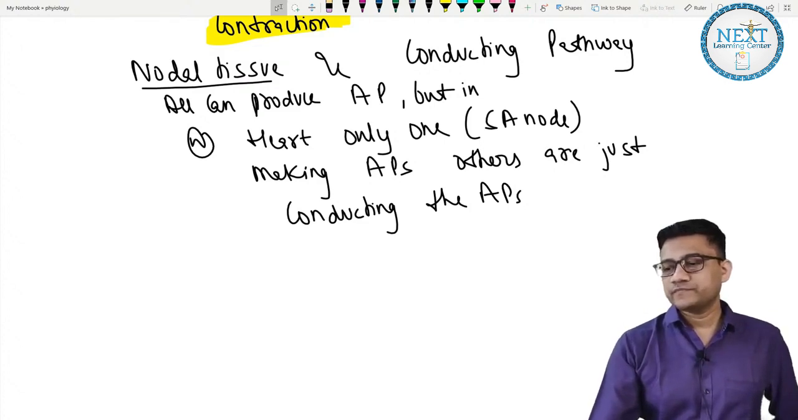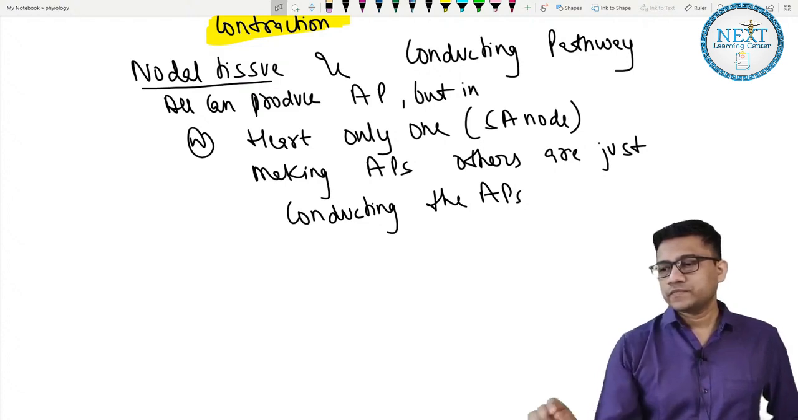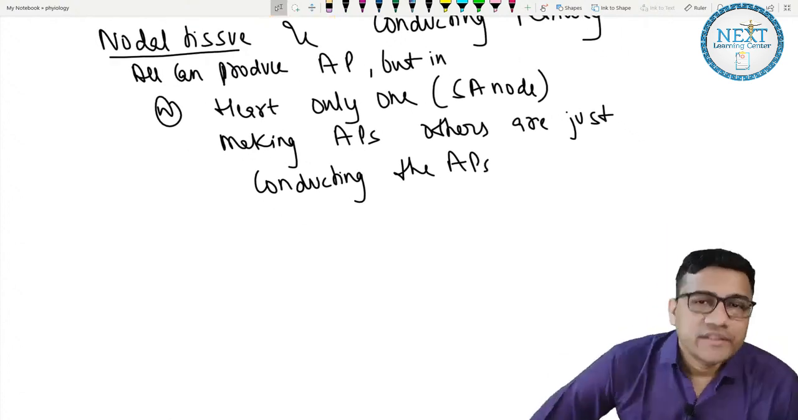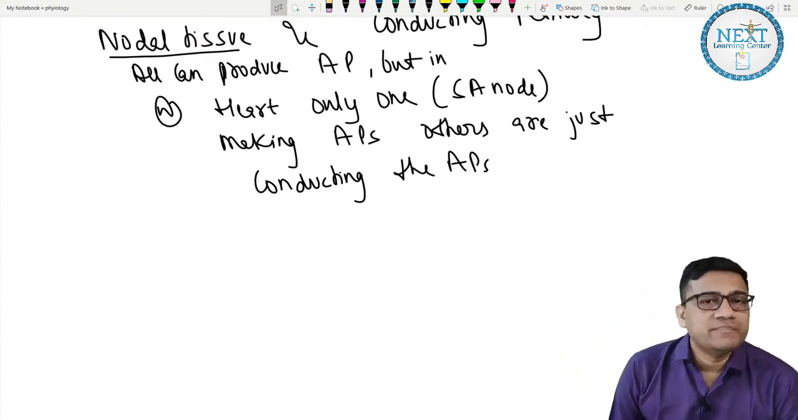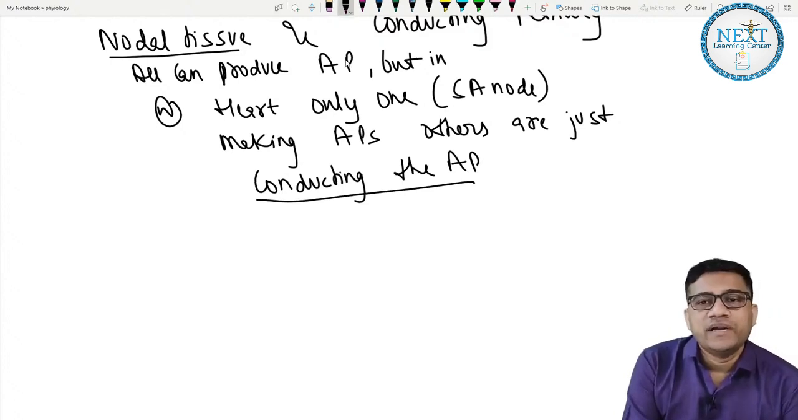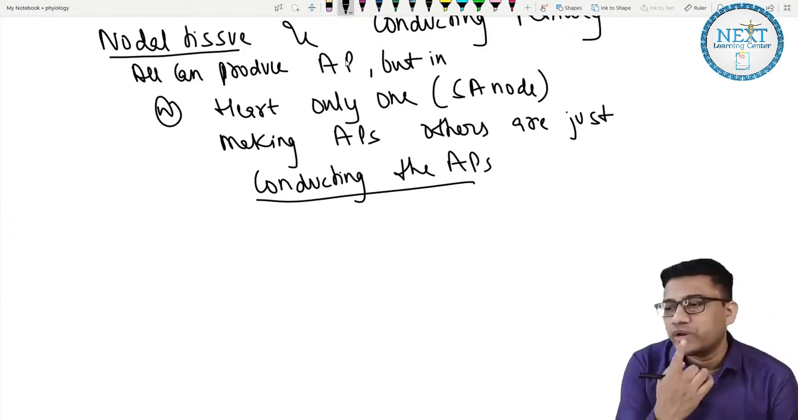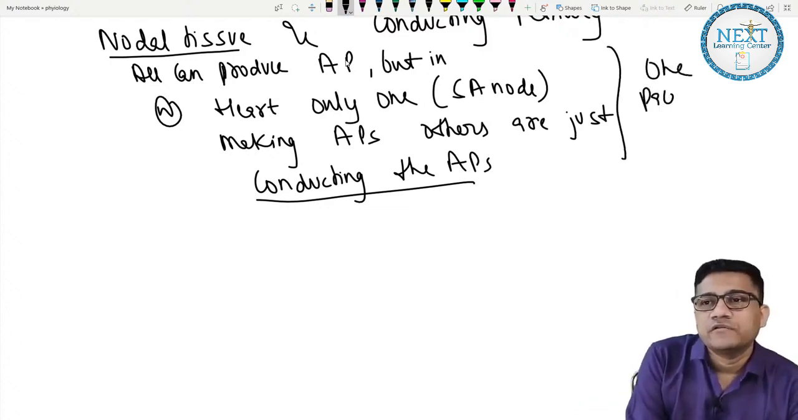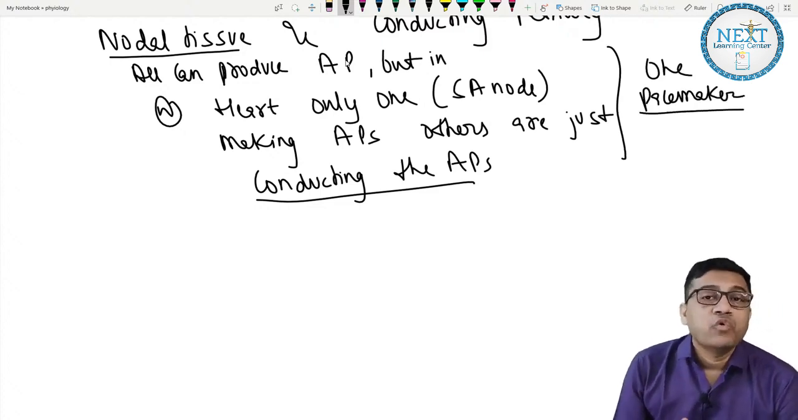Okay, everything is perfectly clear. So in a normal heart, are there multiple tissues making the impulses? No, only one is making the impulse and the others are not. Are there multiple pacemakers in a normal heart? No, only one pacemaker. So that is why we have one pacemaker.